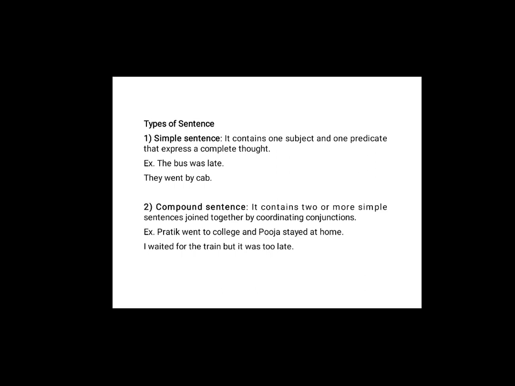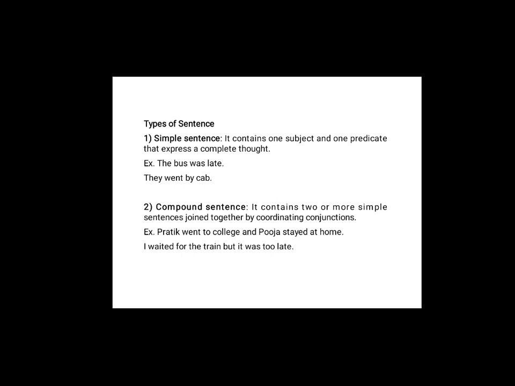Next one, they went by cab. In this example, they is the subject and went by cab is the predicate. So only one subject is there and one predicate is there. That is why it is the simple sentence. The next important type of the sentence is compound sentence.